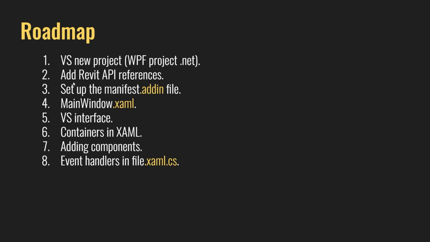So we are going to first of all take a look at the MainWindow.xaml file, and then we're going to take a look at the interface when we deal with this kind of files. And we're going to take a look at the concept of containers and then adding components to them. And then the last thing, how to handle events of clicking and other events as well. So without further ado, let's jump into Visual Studio.